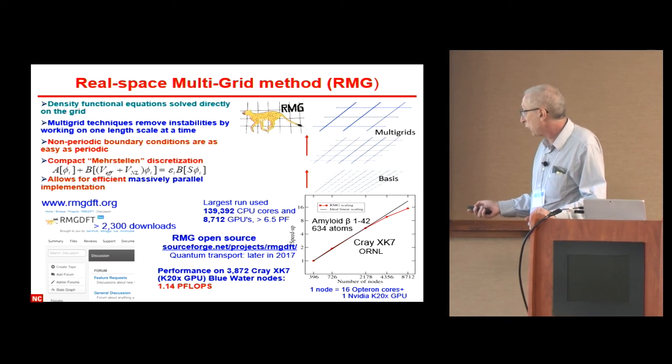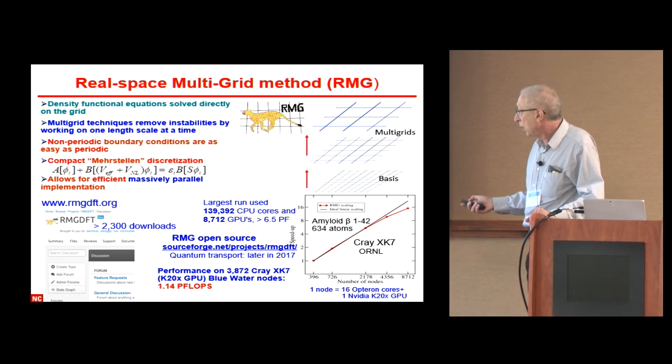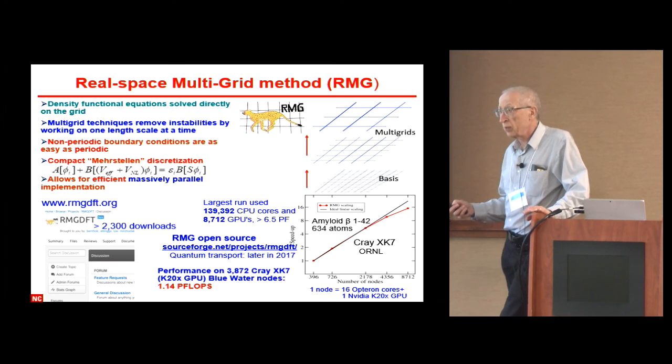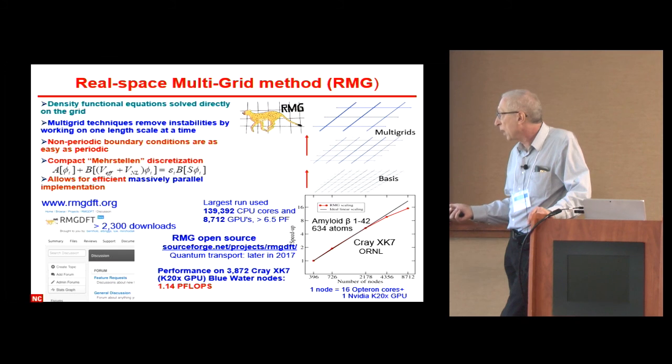So here, for example, you see the scaling on Crays with GPUs. You see that we reached a petaflop on less than 4,000 nodes. Clearly, with newer, bigger machines, the petaflop is going to be reached much sooner. We have a portal. We have many downloads. There are also Windows, Linux, and Macintosh binaries there, etc.